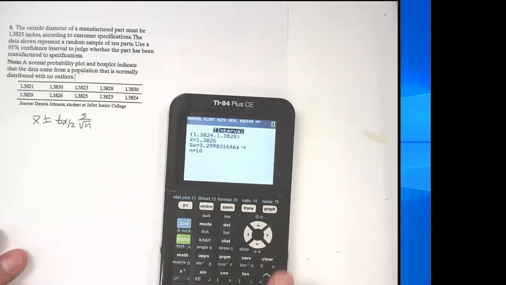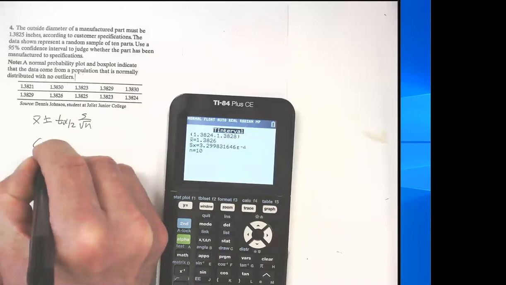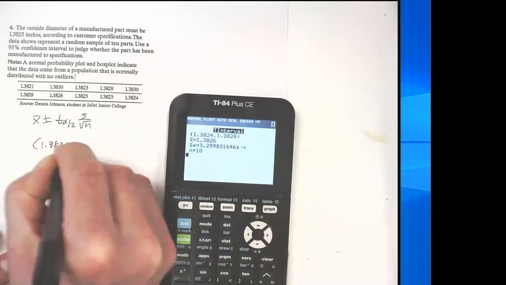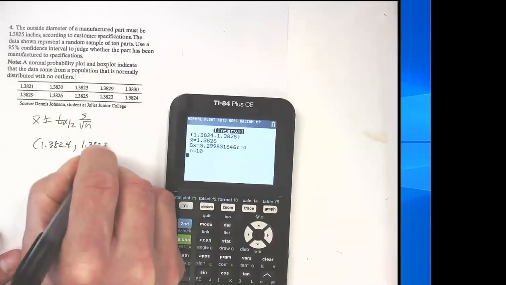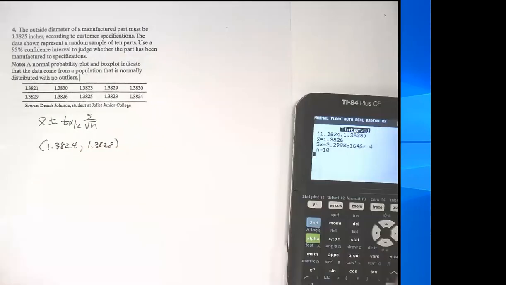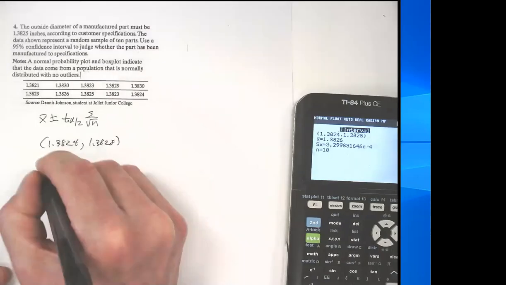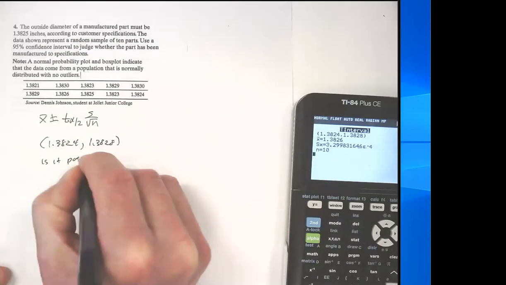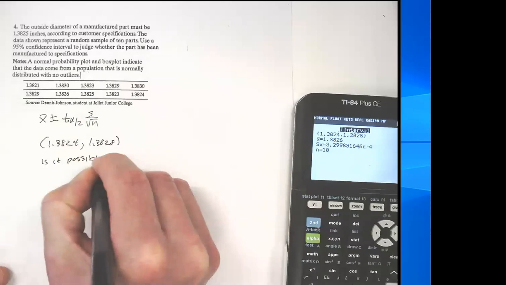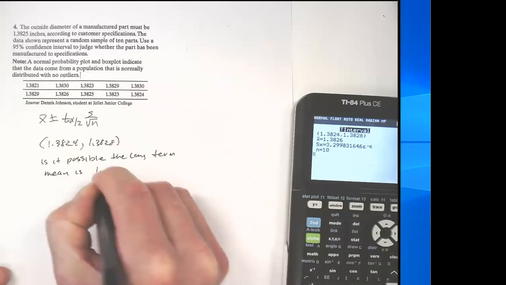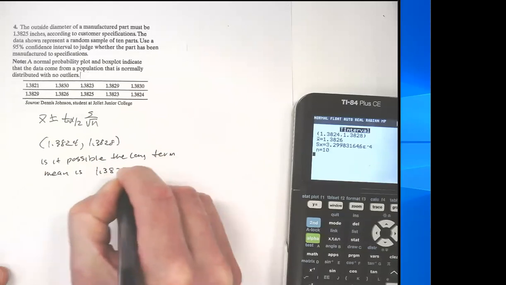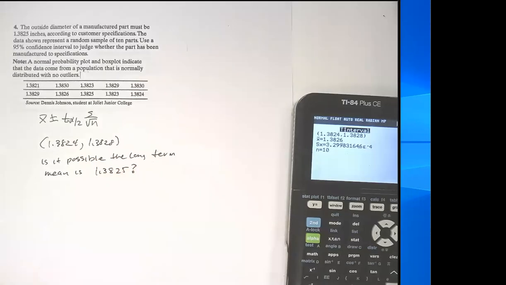So it says 1.3824, 1.3828. And then we're going to answer the question, is it possible the long-term mean is 1.3825 based on the interval?